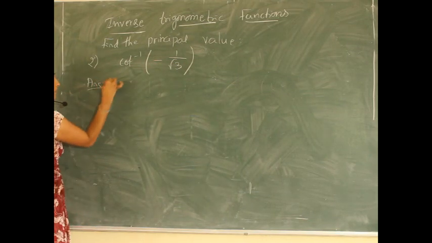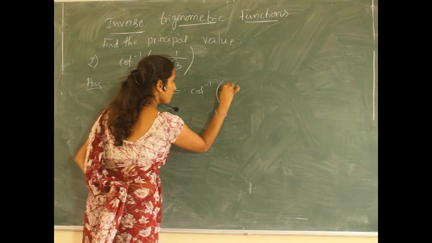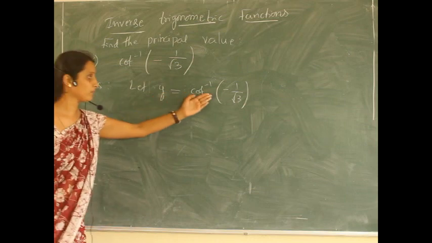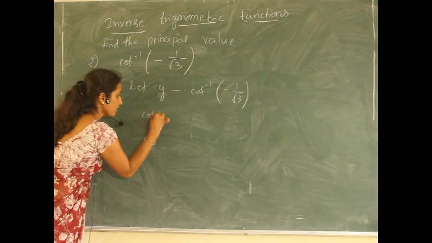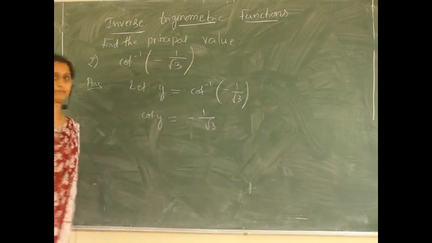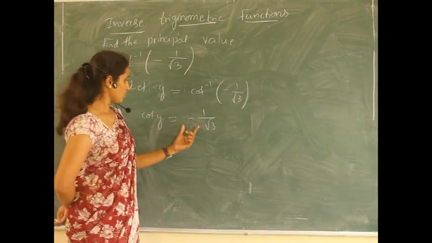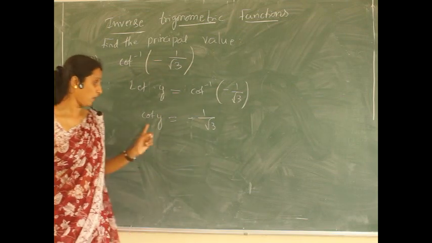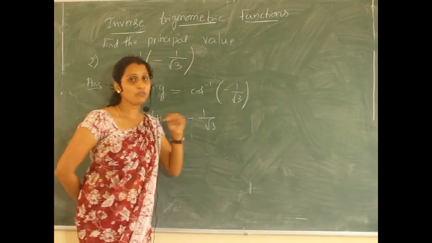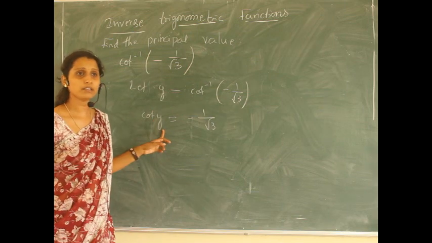Let y is equal to cot inverse of minus 1 by root 3. When cot inverse comes to one side, that becomes cot y. So cot y is equal to minus 1 by root 3. That means cot is negative, and the cot function is negative in the second and fourth quadrant. So we can find the value either in the second quadrant or in the fourth quadrant.